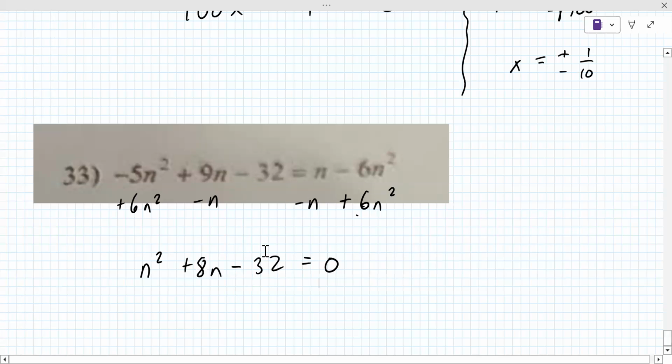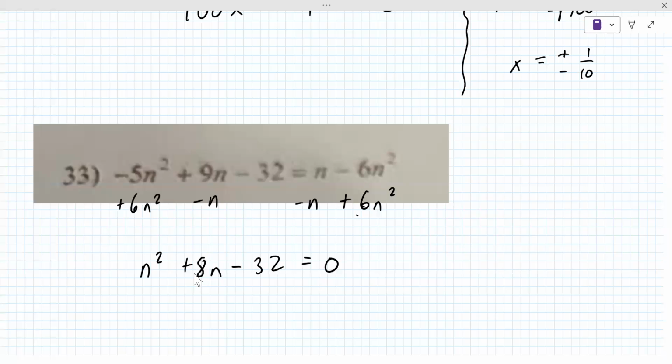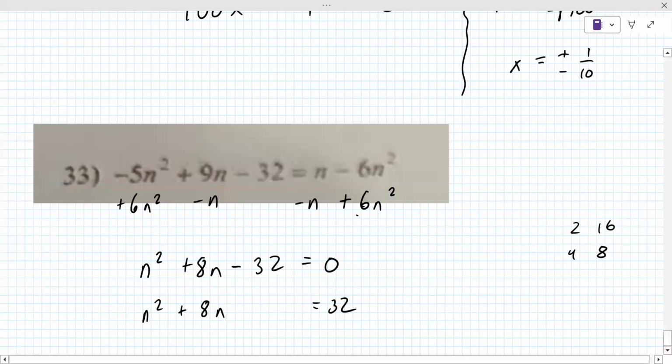So now, are there 2 numbers that multiply to minus 32 but add to 8? Trying to think of factors for minus 32. So you have like 2 and 16, and then 4 and 8. I don't think so, none of those work. So your choices then become quadratic formula or completing the square. Completing the square always sounds easier than quadratic formula. All else being equal, I would complete the square.